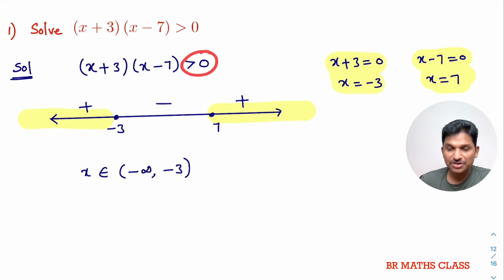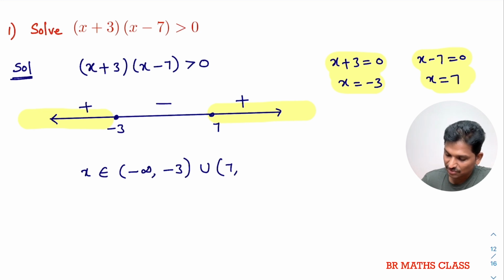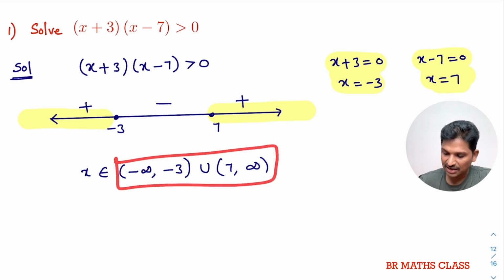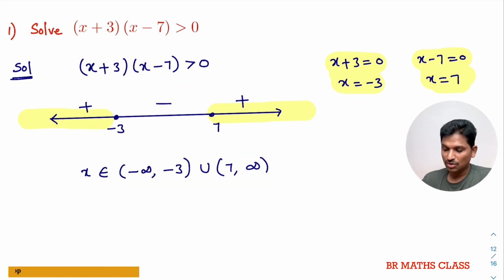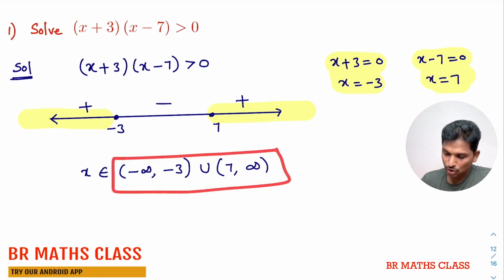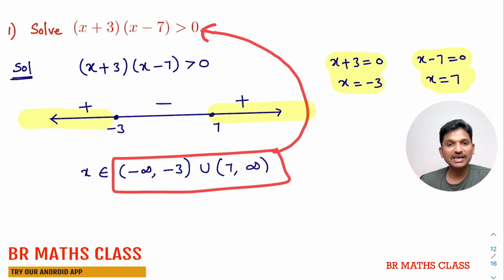Here greater than 0 means positive sign. Positive sign means what, see what you will get here, this is union. Union means plus, right? In set chapter you will learn this. Okay, 7 to infinity, right? So whatever x value you take in this interval, if we substitute in this inequality, it satisfies. So this is the solution of this inequality.